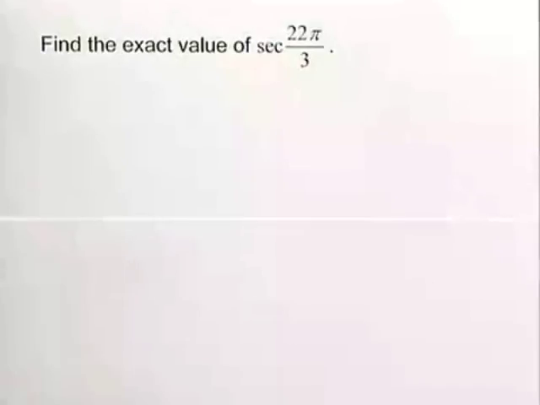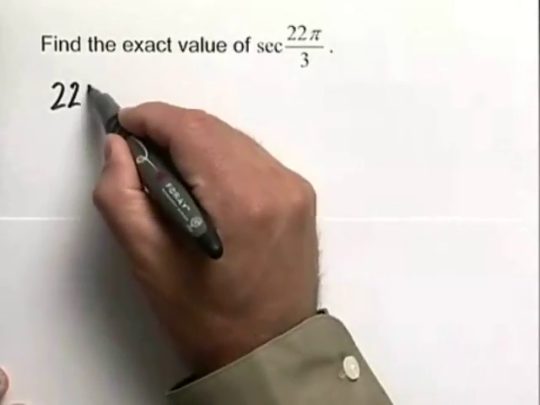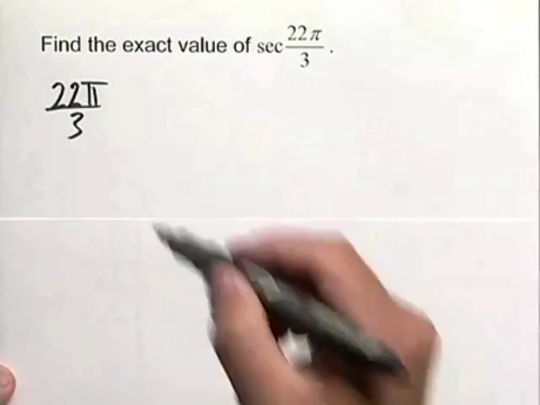Let's find the exact value of a trig function where the angle is larger than 2 pi radians. In this case we're looking for the secant of 22 pi thirds. That's certainly larger than 2 pi radians. So what we want is an angle that's coterminal with that between 0 and 2 pi.